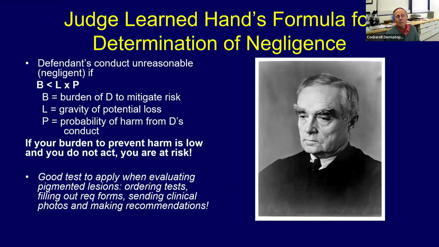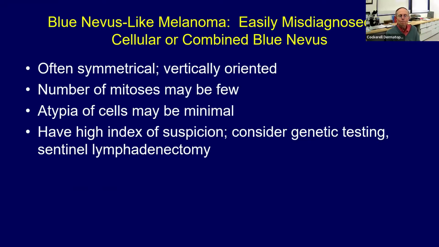So that's something to remember. If your burden to prevent the harm is low and you don't act, you are at risk. And so if you don't order a special stain, if you don't order one of these tests, if you don't send clinical photos, you don't make recommendations, et cetera, put all that together. You don't want to overdo it. Again, if your burden is too high, obviously you don't want to stain every potential lesion. But on the other hand, if it's a tough case, you don't want to just slough it off. So just remember that when you're thinking about these.